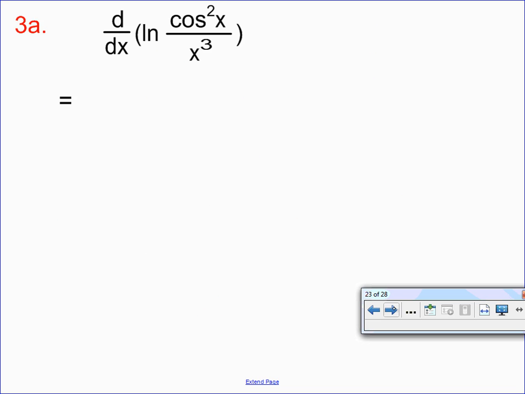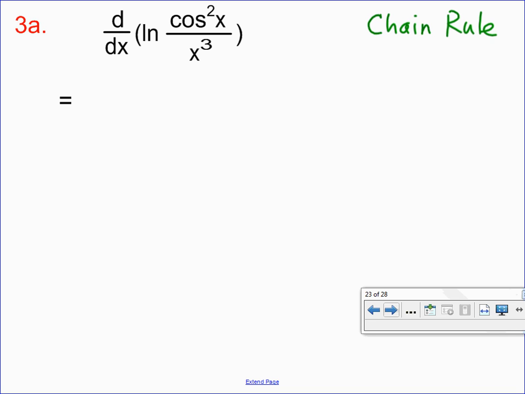Let's go ahead and take a look at a third. So in the third one, we're asked to differentiate the natural log of cosine squared x over x cubed. So what are we going to do for the part A? You guessed it, we're going to apply our derivative rules straight up from first semester. So it looks like we've got a composite function. Let's go ahead and apply the chain rule.